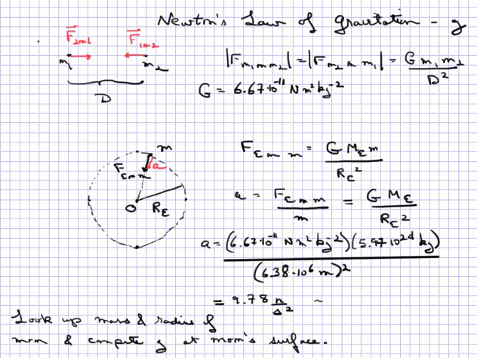And as an exercise, what you can do is look up the mass and radius of the moon. You can just Google it. You get the mass in kilograms and the radius of the moon in meters, and use a similar formula to compute what the acceleration of gravity at the moon's surface is, and express it as a fraction of the Earth's gravitational acceleration. It's roughly 1/6 of the Earth's gravitational acceleration.